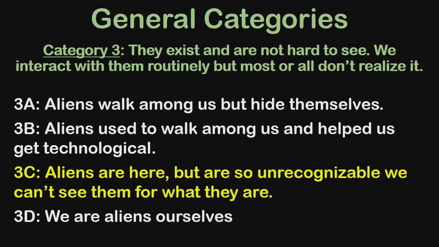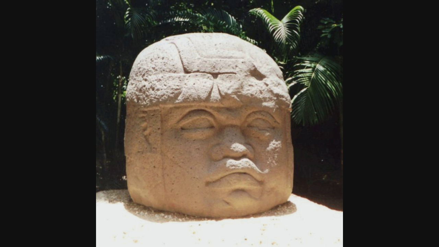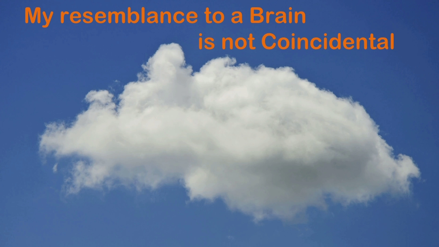3C. Aliens are here, but are so unrecognizable that we just can't see them for what they are. This subcategory would generally include aliens who are so non-obviously thinking entities that we overlook them, like a big sentient rock that just parked itself here millennia ago to watch us, or an intelligent gaseous entity that floats around as a cloud and communicates over the course of days by raining or emitting lightning bolts in a pattern we just haven't seen.